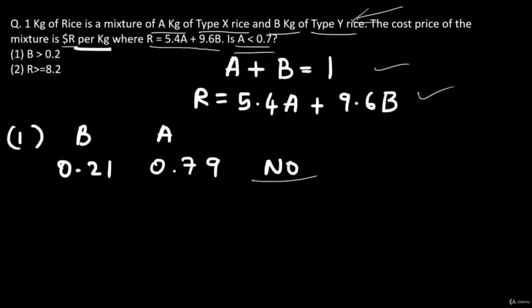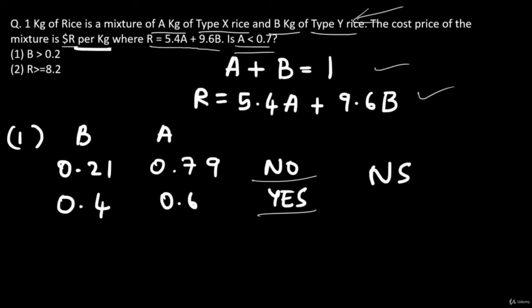Now if I take B as 0.4, A will be 1 minus 0.4, which is 0.6. And is 0.6 less than 0.7? It's a yes. So sometimes I'm getting a no and sometimes I'm getting a yes. Therefore, this is definitely not sufficient. Statement 1 alone is not sufficient.